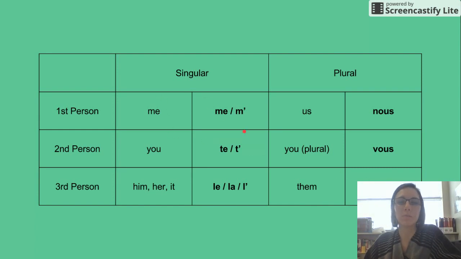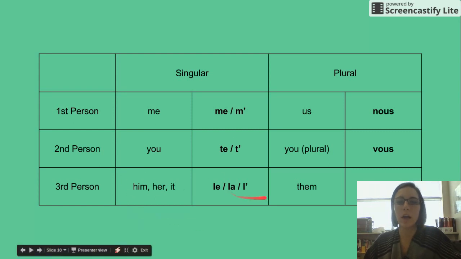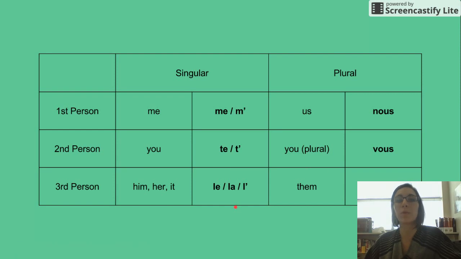Also very important to note that for me, tu, nous, and vous, those can only be used for people. Those objects will not be used for things because things can't talk. But for le, la, and les, those can be used for people or things. So you have to make sure you know what you're talking about.